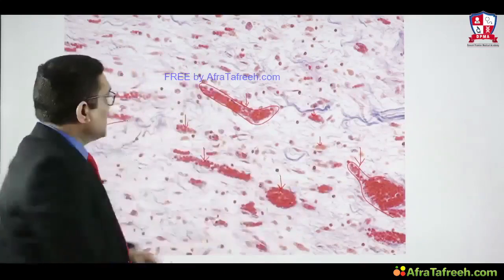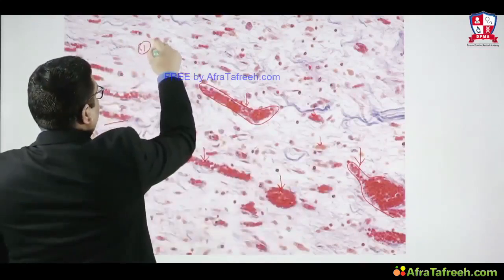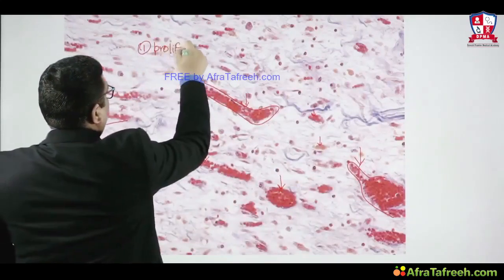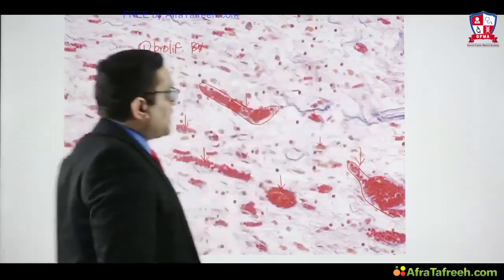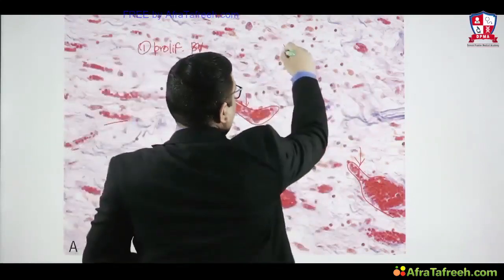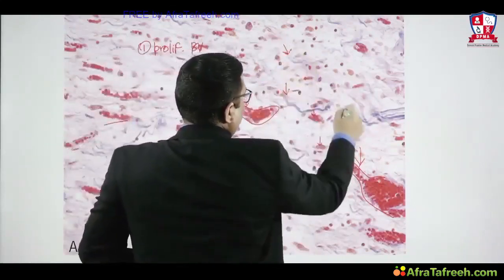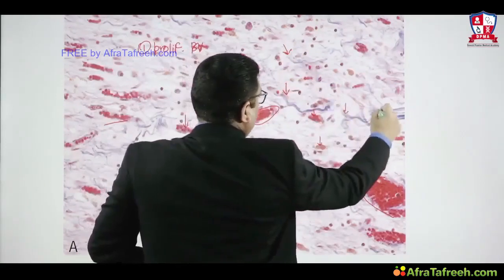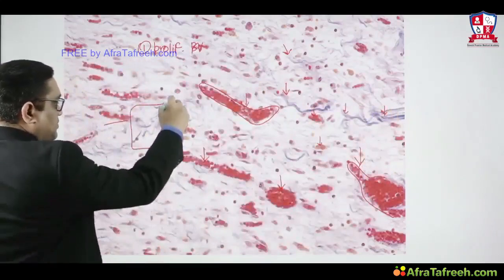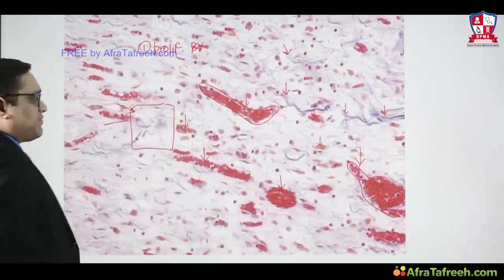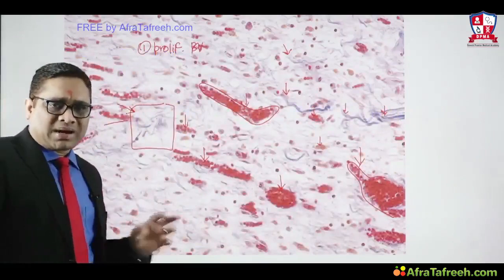So what are these things? These are proliferating blood vessels. Now again, when you look at these 5 areas, you will notice how the wavy fiber is. Can you see how the wavy fiber is? The wavy fiber has a random arrangement. Look at this area which I am marking, right? So you can see in this area the wavy fiber has a haphazard or random arrangement.